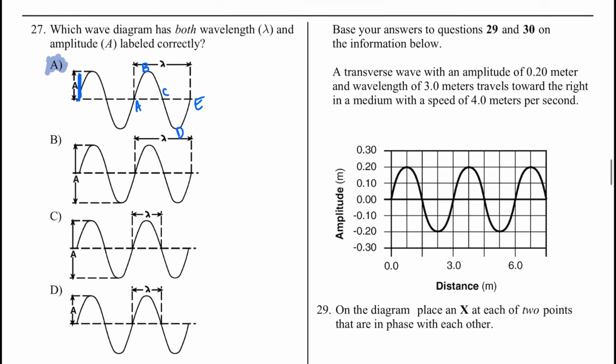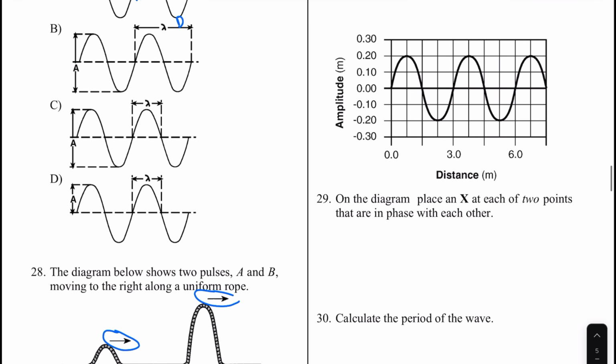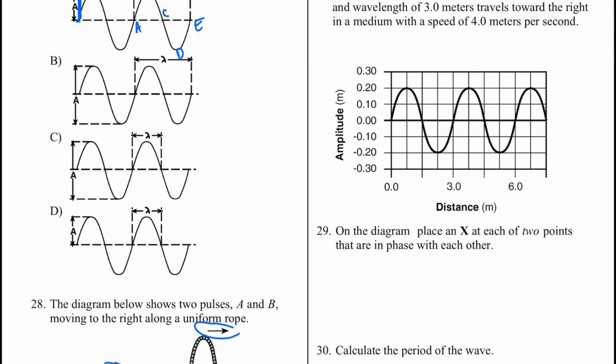A transverse wave with an amplitude of 0.2 meter and a wavelength of 3 meters travels towards the right in a medium with a speed of 4 meters per second. On the diagram, place an X at each of 2 points that are in phase with each other. So basically, in-phase waves are just when the wave patterns match up with each other. If you stack them on top of each other, they should look the same. So I'm just going to trace this, right? So that's one wave. I trace it.